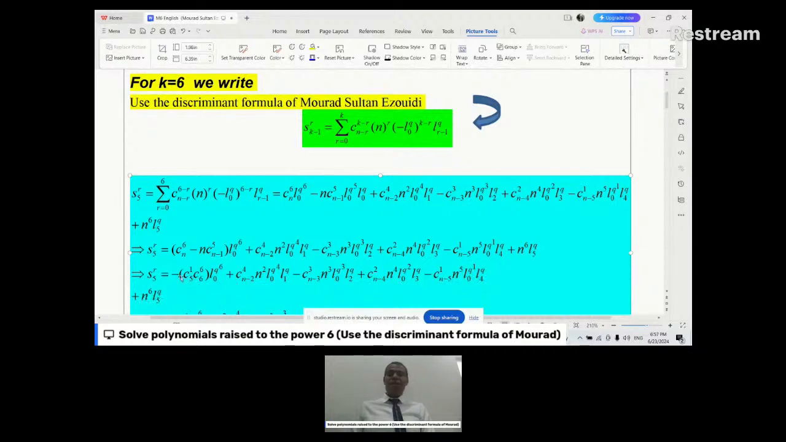Now let's see the last formula. Means that any polynomial has to pass through the S k minus 1. Okay? Means if you have a polynomial to the power 7, you should find S6. You should find S1, S2, S3, S4, S5, and S6, and so on. Okay? And you will use the discriminant formula of Mourad Sultan Ezouidi. And we hope that my colleague, Habib Shibani Lani, will start, inshallah, as soon as possible.